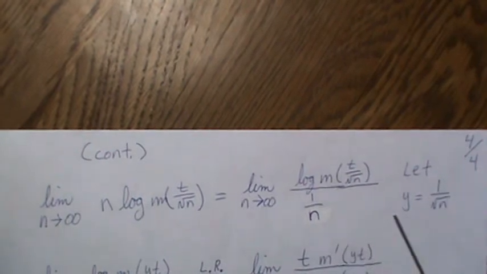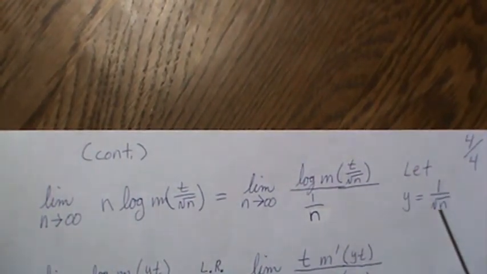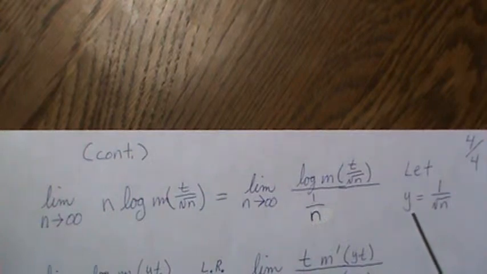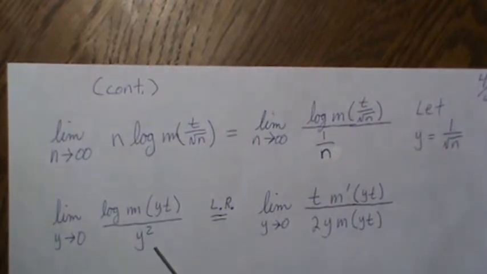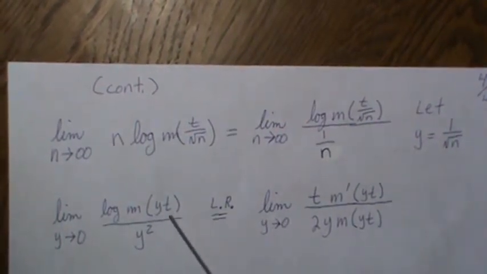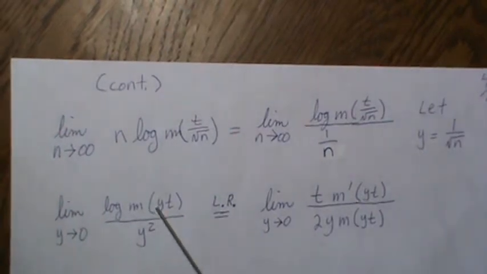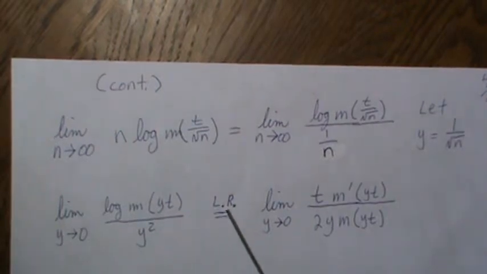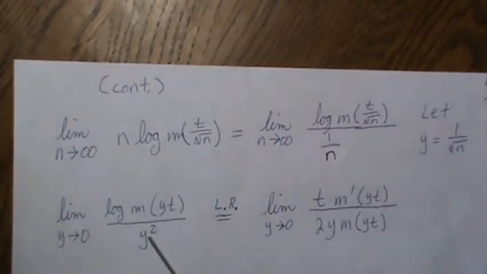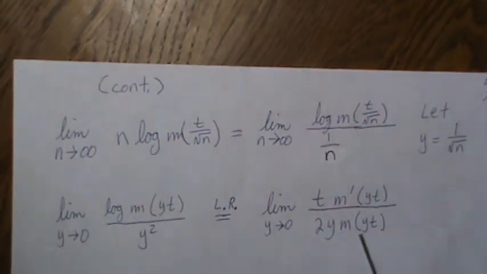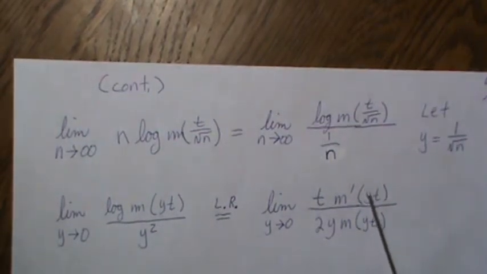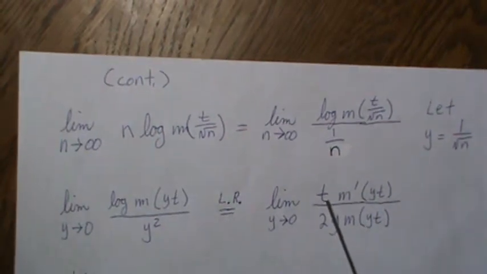And these are integers, so let's convert it to let y equal 1 over the square root of n, and that becomes a real number. So you plug in y here and you get y squared, and this just becomes yt. And so this still becomes a 0 over 0 situation. So let's use L'Hopital's rule. Take the derivative. Well, the bottom is easy, it's just 2y. The derivative of a log of something is 1 over that, which is this, times the derivative of this, which is this, times the chain rule, which we get the t out front.